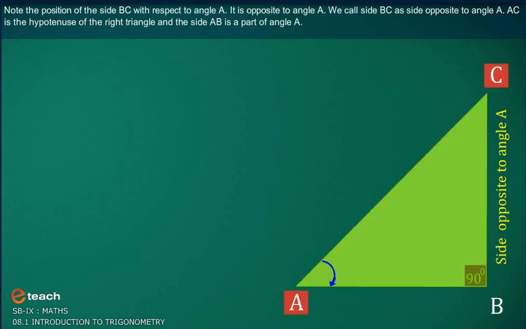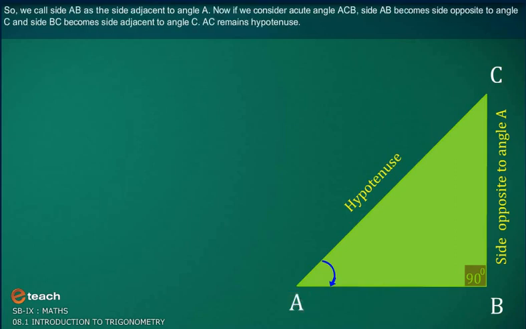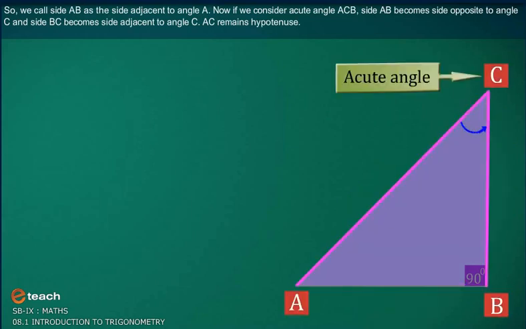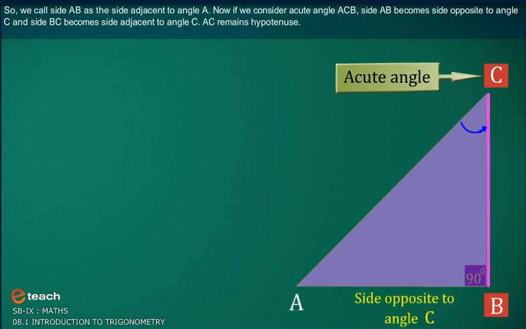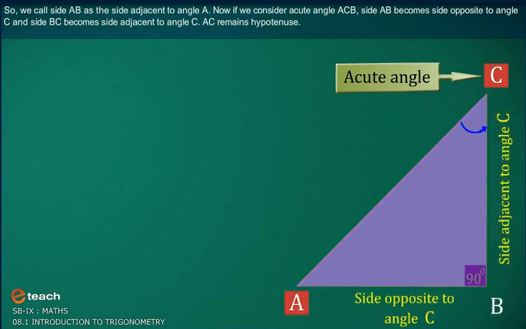AC is the hypotenuse of the right triangle and the side AB is a part of angle A. So we call side AB as the side adjacent to angle A. Now if we consider acute angle ACB, side AB becomes side opposite to angle C and side BC becomes side adjacent to angle C. AC remains hypotenuse.